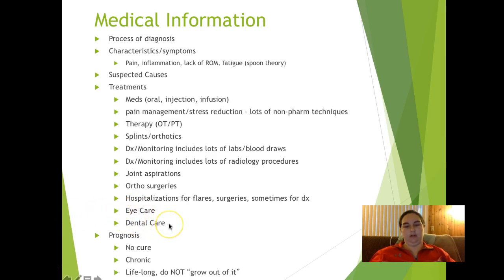And then dental care. There's a whole host of reasons. You can get inflammation of your gums, just like you get inflammation of other areas. A lot of the meds cause dry mouth. A lot of the jaw deformities cause different issues with the teeth in the mouth too. So kind of historically, kids and adults with JA have really crappy teeth.